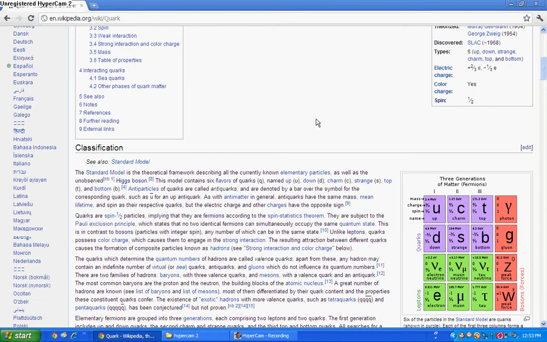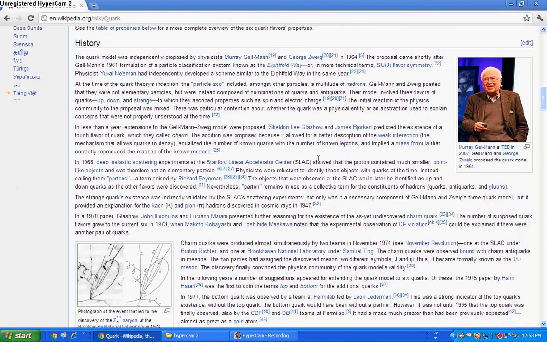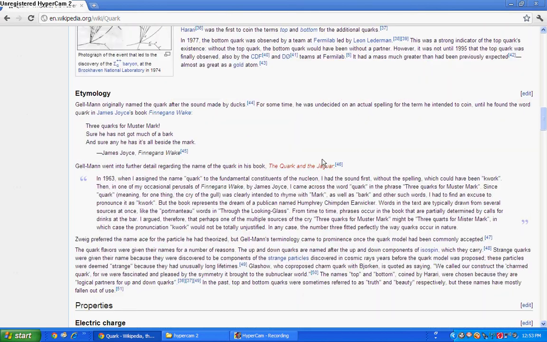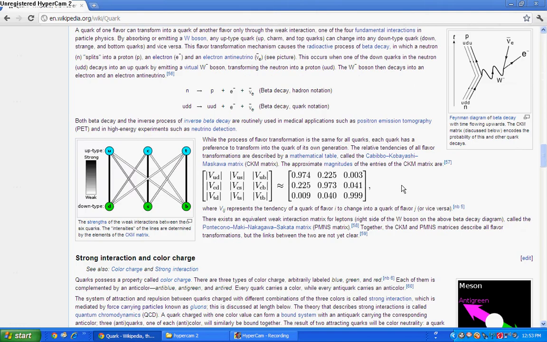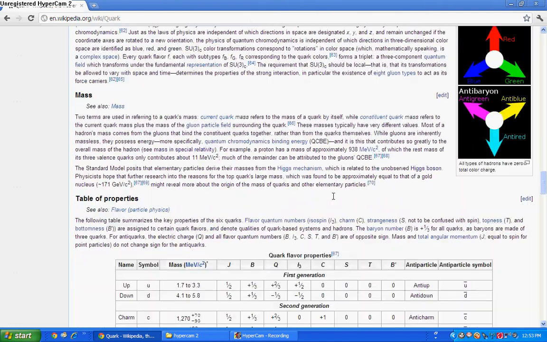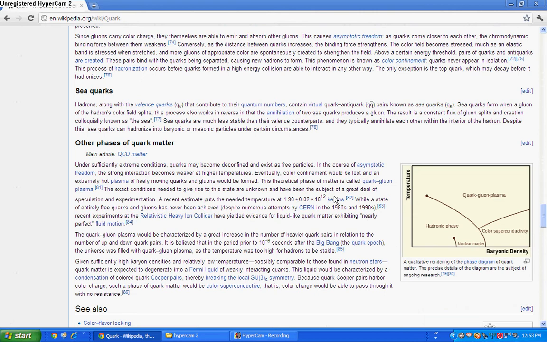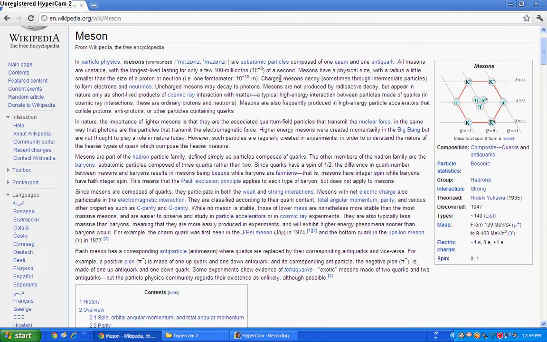So let's see if we can get to a page of a... Let's do a meson first. Let's see if we can get the J/psi meson. One sec, I'll pause the video. Okay, so here we are at the meson page, and we can look for some mesons here. Anyway, we can get into a little bit about mesons.